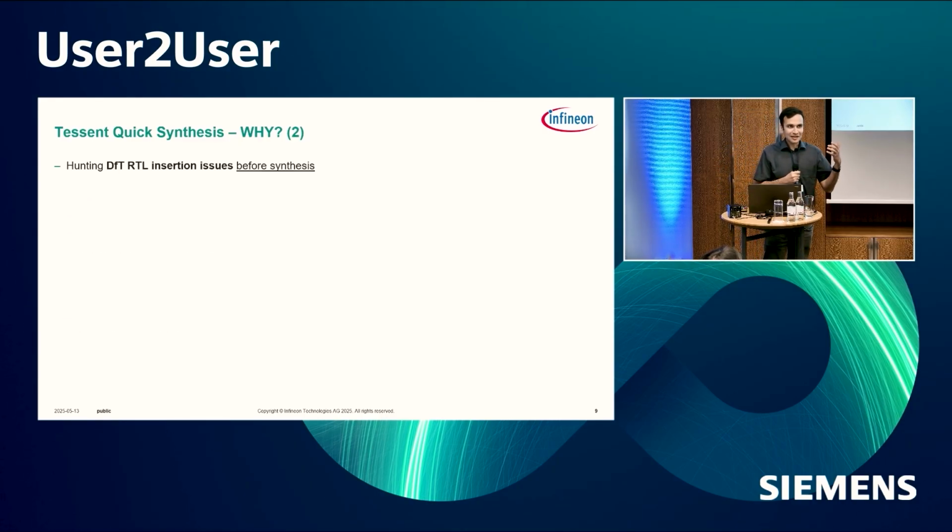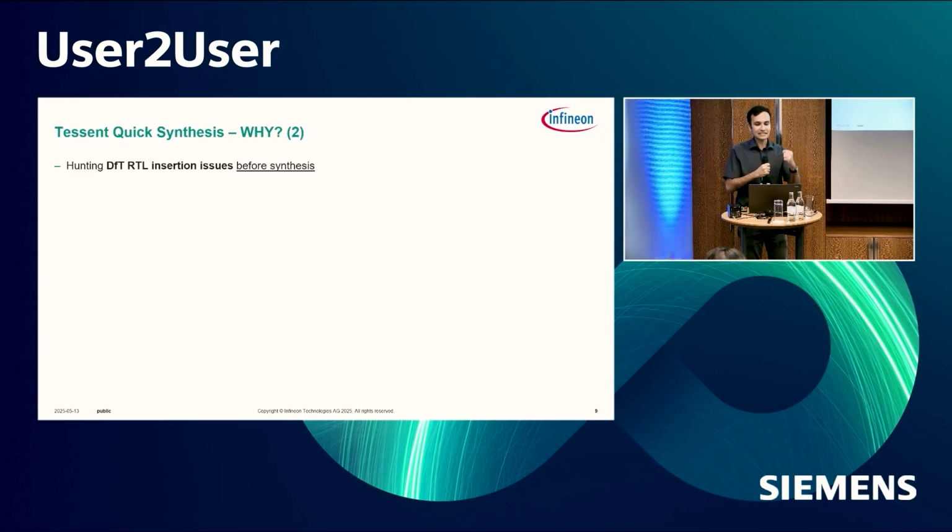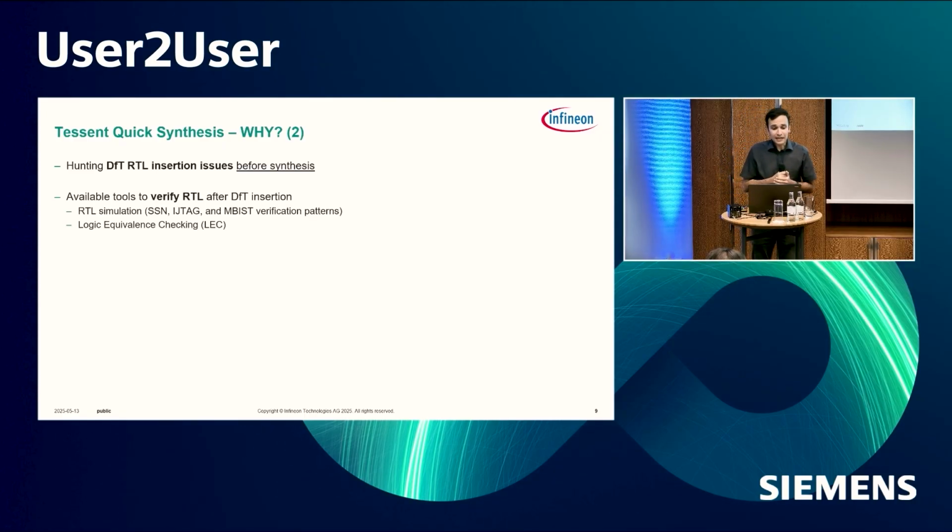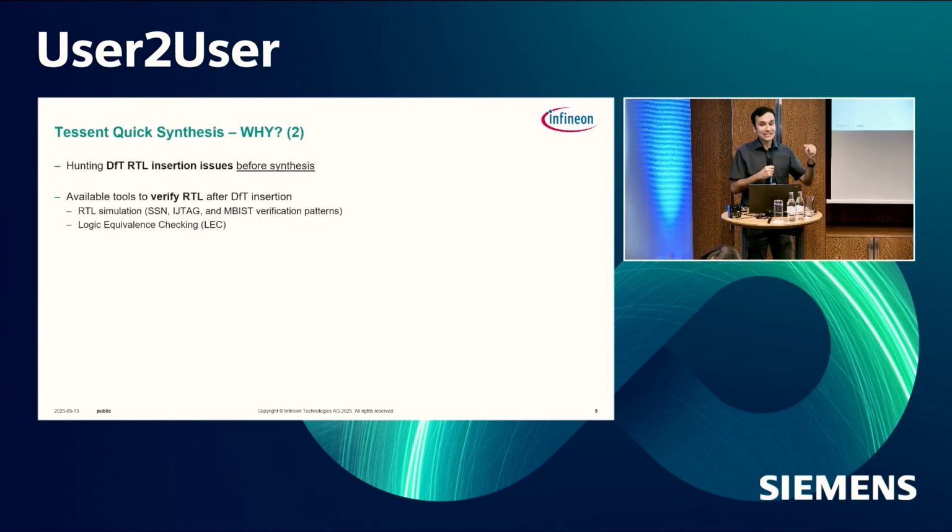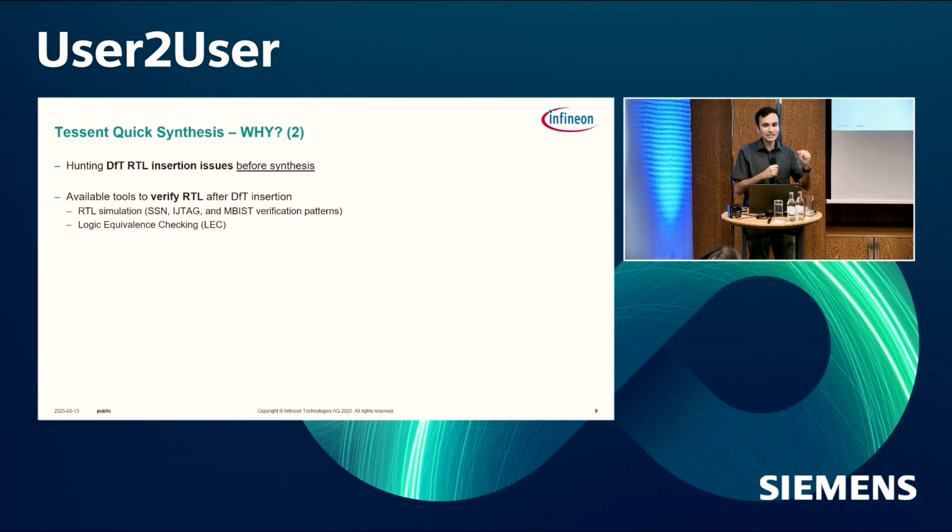But there is also a more important reason, as I mentioned: to hunt DFT RTL insertion issues before synthesis. After having the post-insertion TSDB, we again run the Tessent Quick Synthesis to get a netlist out of it. The problem is that when you run these verification patterns, you cannot catch everything. So we need to use this netlist and somehow reach the ATPG part in order to find these problems that might occur, and can be caught, only during the ATPG.